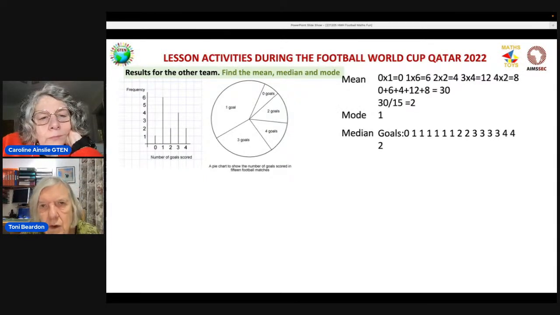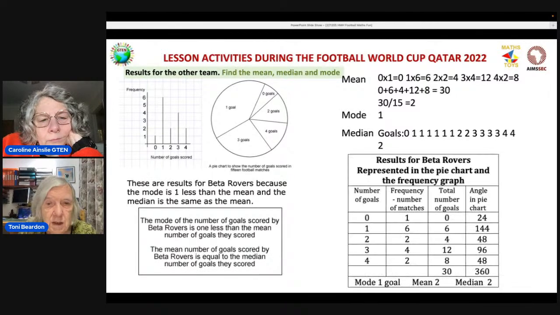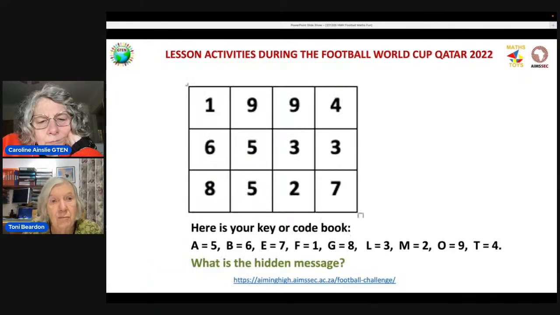Here, again, when you work it out, you've got 30 goals scored altogether in 15 matches. So the mean is the same. It's two goals per match. But now the mode is 1, which is 1 less than the mean. And it's Beta Rovers. And there's the summary. So if your class does this exercise, this puzzle, then they will have revised a lot about mean, median, and mode, and it will seem to them to be fun, probably.